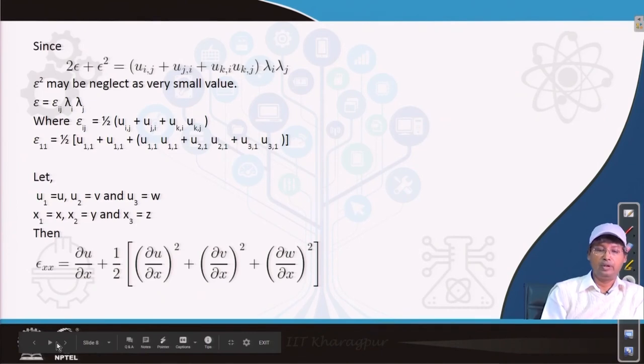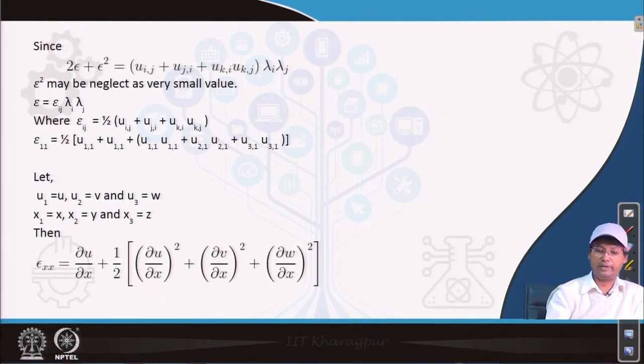Yes, this is what we have seen in our last slide. It is written in a very clean way. Now, epsilon square may be neglected as a very small value. Please consider this epsilon and this epsilon as same. These are two font problems only. So, if this is neglected, because it is a very small term, if made square, that contributes in a very, very small way, that is the reason it is neglected.